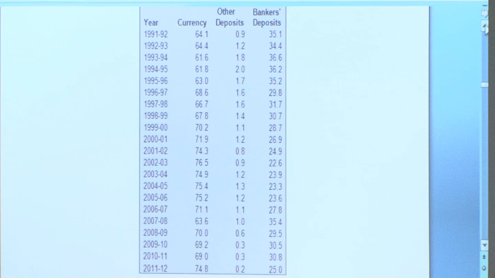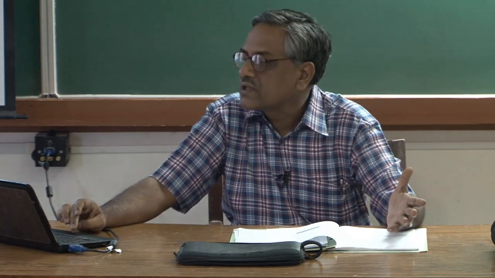That's why, when I was computing the multipliers algebraically, I said ignore them, because other deposits are statistically, numerically insignificant. You did not have to worry about them. The multiplier unnecessarily will become complex with a variable which doesn't have any numerical importance in India. So why consider them? And you can see, as I told you, roughly 30, and ye chal raha hai.